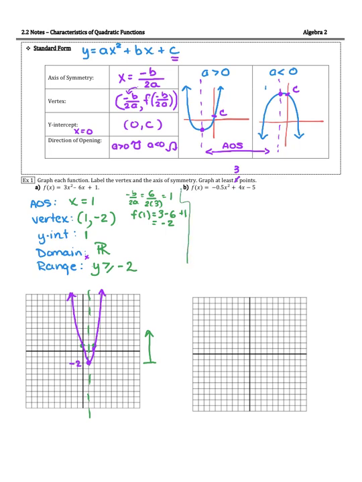Okay, so let's do another one over here. So same thing again, we're going to do axis of symmetry. We're going to find the vertex, the y-intercept, the domain, and the range of the graph.